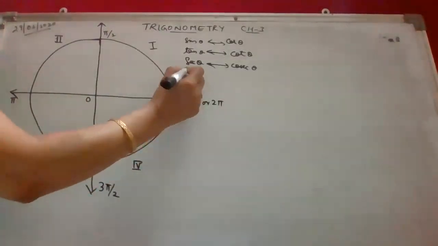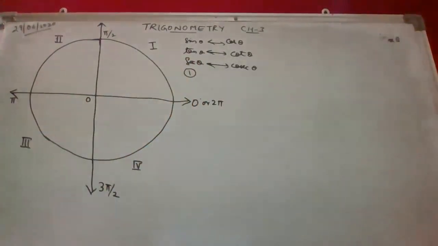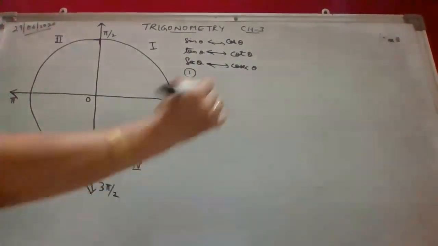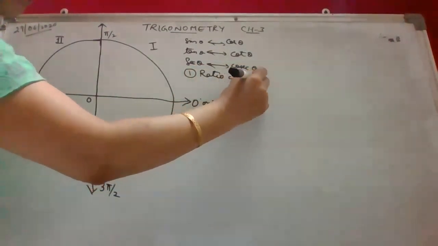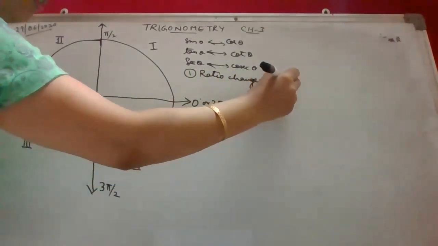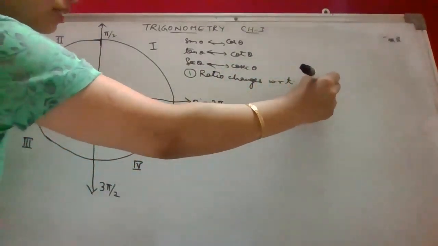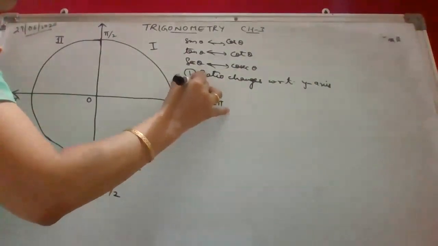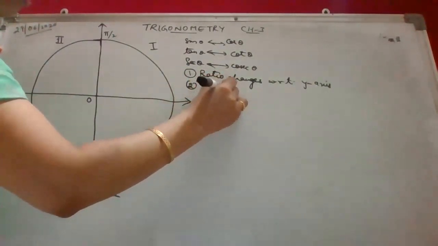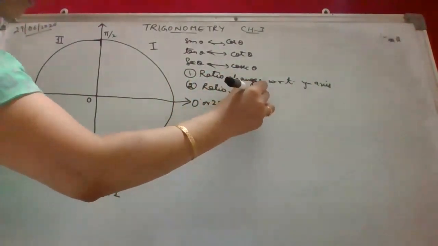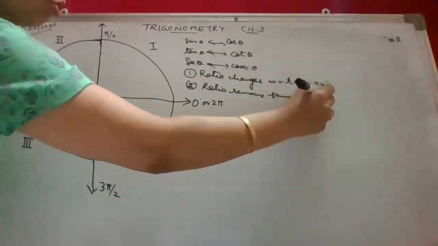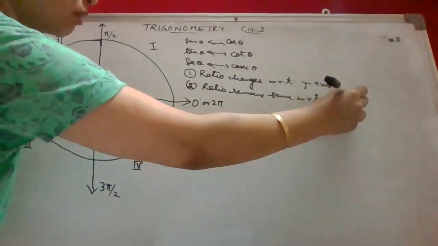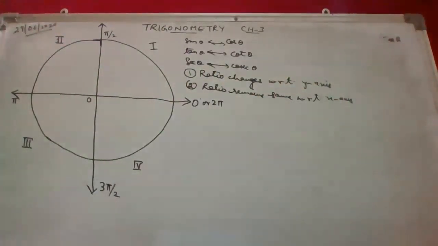And two more things you have to remember: the ratio changes with respect to the y-axis, and the ratio remains the same with respect to the x-axis. Now what does this mean?